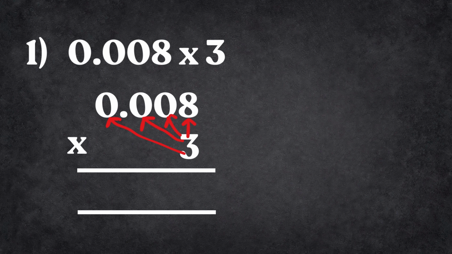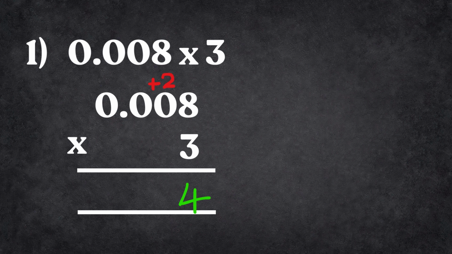So you multiply 3, the number at the bottom, times everything on top. 3 times 8. 3 times 8 is 24. But we cannot write our 24 down here like this. You put down the last digit and then carry the first digit. So the last digit is 4 and the first digit is 2. So I'm going to put down 4 here and carry over the 2 to the next digit or going to the left.